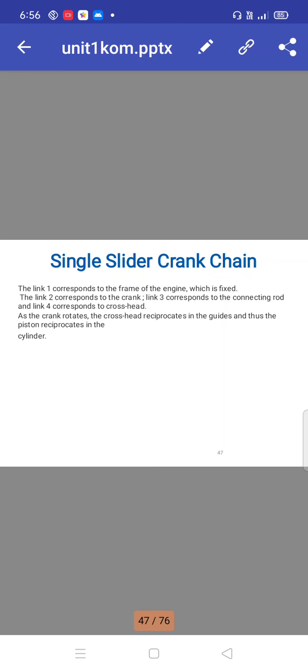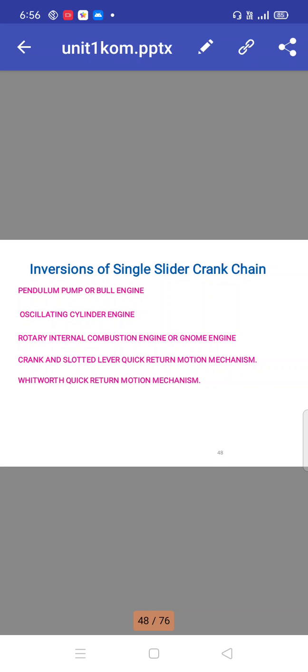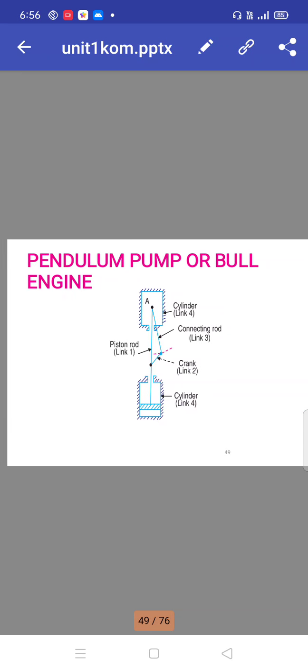Already discussed. The inversions of single slider crank chain: pendulum pump or Bull engine, oscillating cylinder engine, rotary internal combustion engine or Gnome engine, crank and slotted lever quick return motion mechanism, Whitworth quick return motion mechanism. These are the things that come under inversions of single slider crank chain.